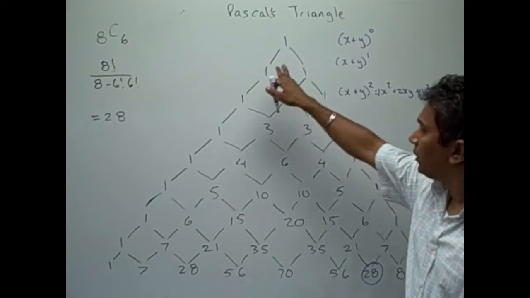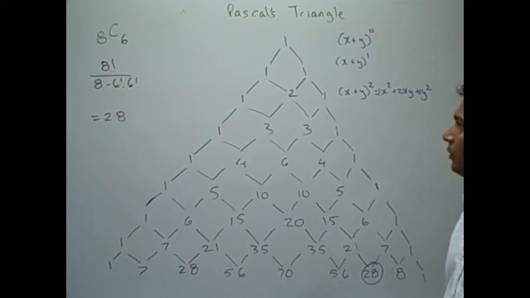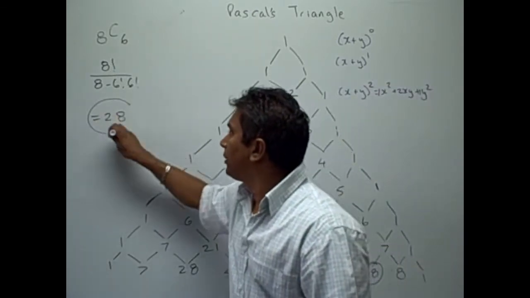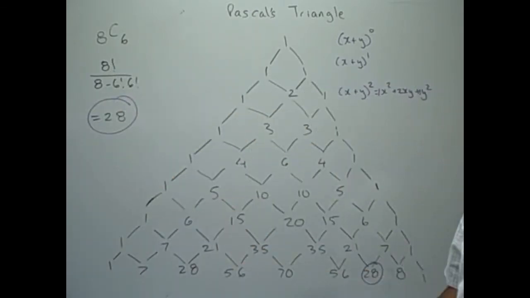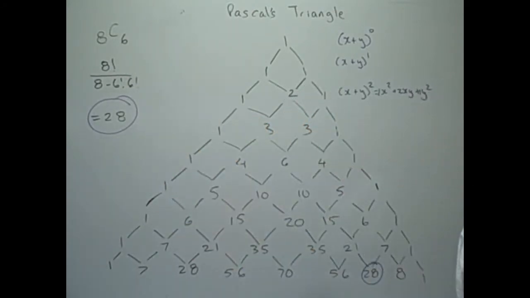And so Pascal's triangle gives us the coefficients of our binomial expansion. This is an alternative to using our combination, and we still get the same result, 28 or 28, which is the 7th entry in the 8th row.